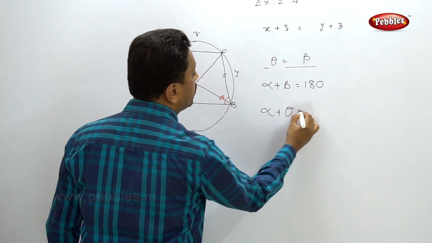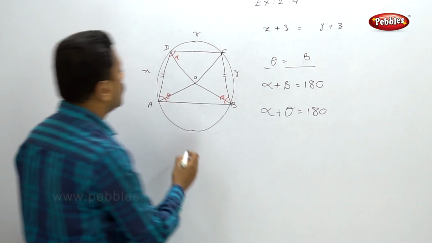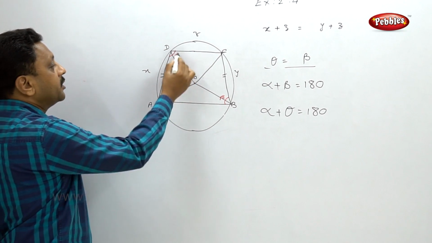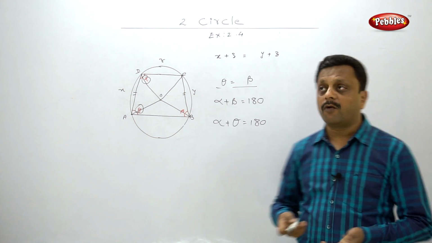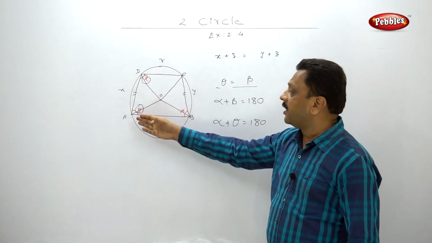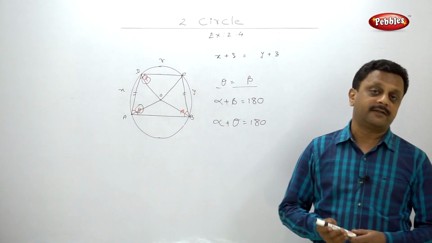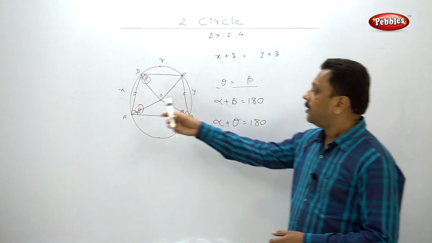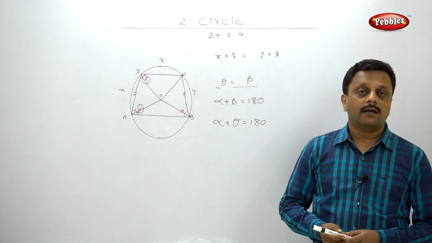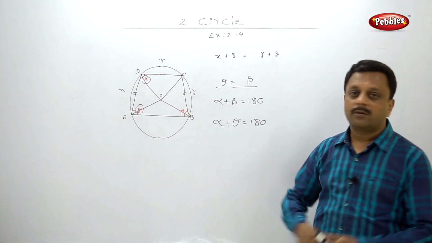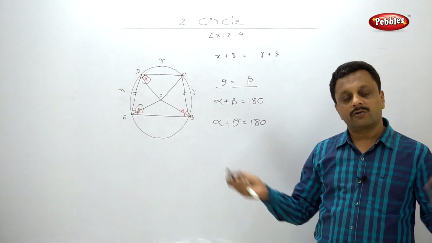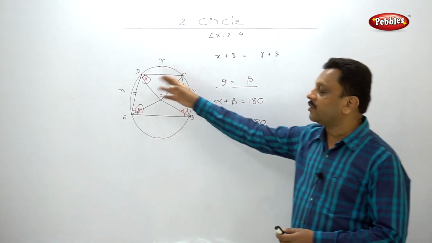alpha plus theta is equal to 180. So this angle plus this angle is equal to 180. That is what the test for the interior angles of parallel lines says. Interior angles are supplementary, and hence DC is parallel to AB. So simple. Correct?